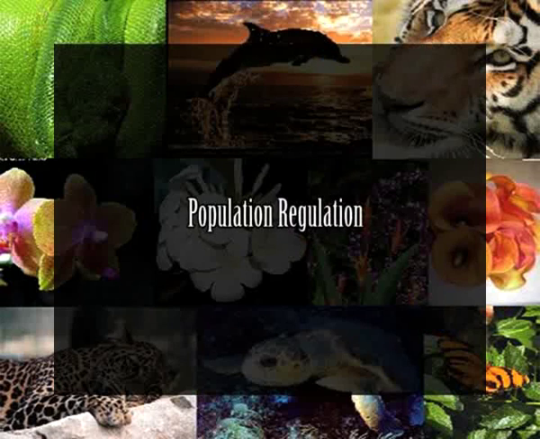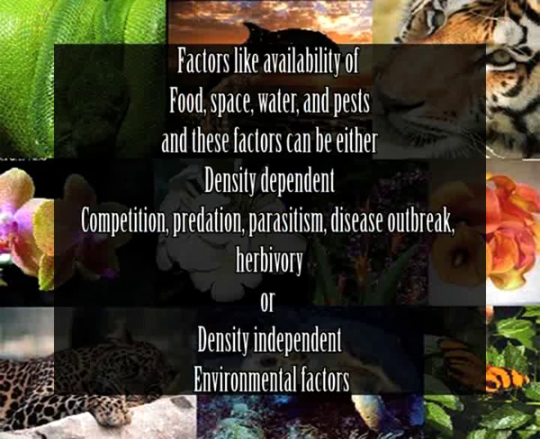Now, dear students, we have reached the last part of this lecture, that is population regulation. In this section, we will learn how population size gets regulated. Now, the size of a population is regulated by a number of factors like availability of food, space, water, and pests. And these factors can be either density dependent, and the examples of density dependent factors are competition, predation, parasitism, disease outbreak, or herbivory. Or these factors can be density independent.